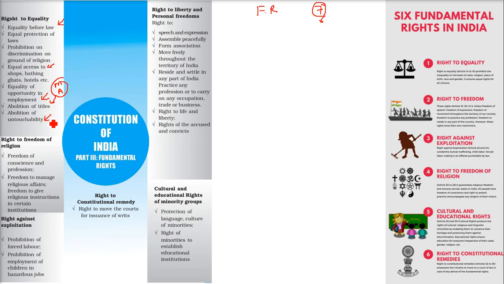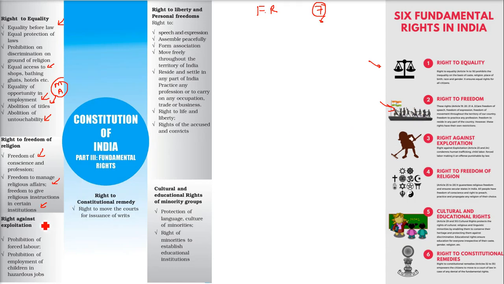Then there was the abolition of untouchability, asprishyata. This comes under the right of equality. So right of equality, everyone is equal. Coming to the right to freedom of religion, that is, you can follow any religion. You can profess, you can practise, you can have any religion, and also you can manage religious affairs. That is, you can give religious instructions, money or support to certain institutions. There is no problem in that. This is the right to freedom of religion. Even if you are not following any religion, then also you are free.